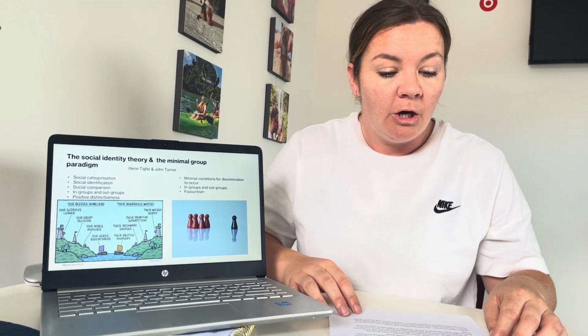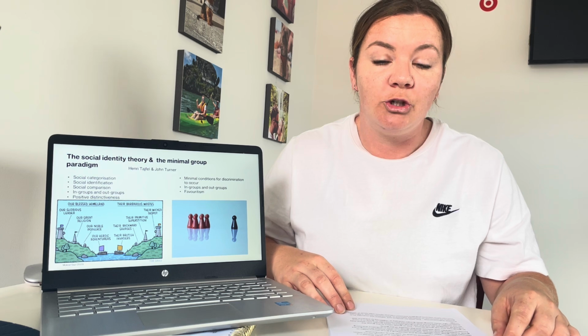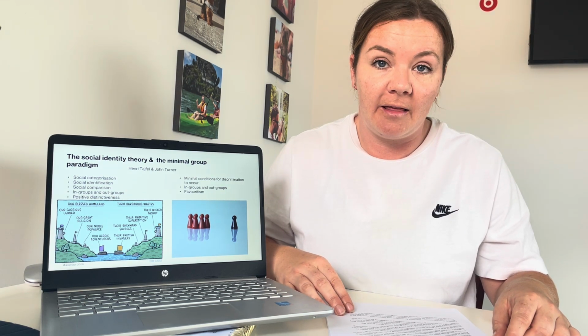The work of key theories in psychology. Two key theorists in social psychology are Henri Tajfel and John Turner. In the 1970s, they developed the social identity theory.